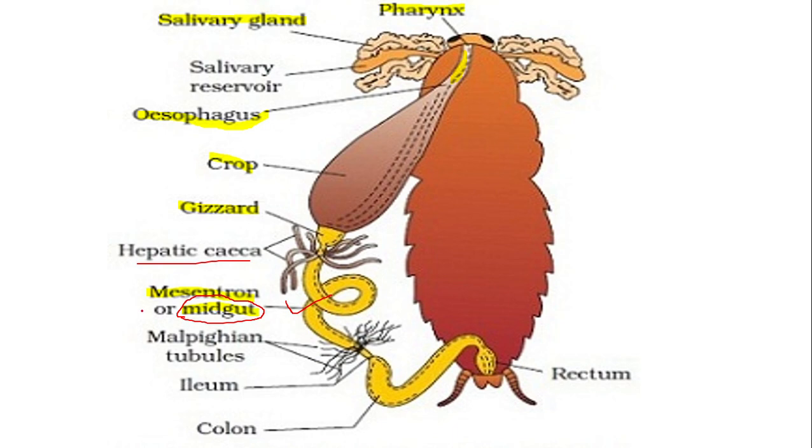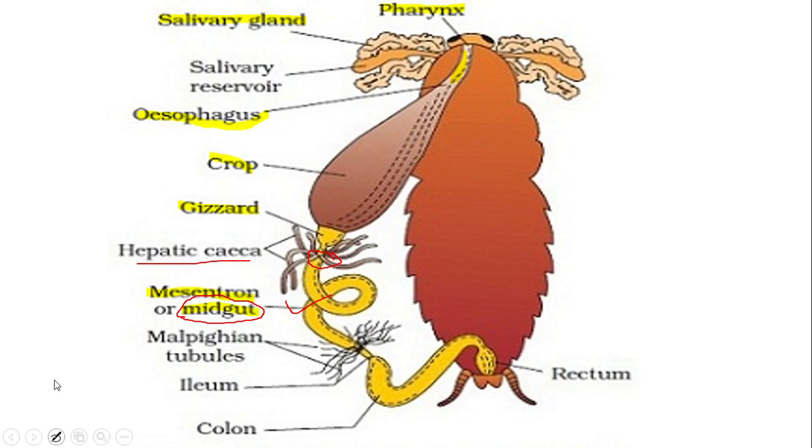Guys, one valve is present at the joint of the stomach and gizzard. Means here the stomach and gizzard are joining. One valve is present here, that is called the stomodeal valve. The reason for this valve is that the food cannot return to the mouth, and it should remain in the midgut or stomach. Means it is preventing regurgitation. This is the main function of the valve here.